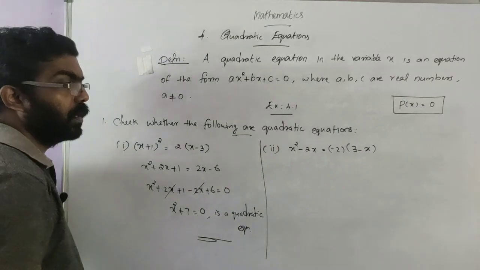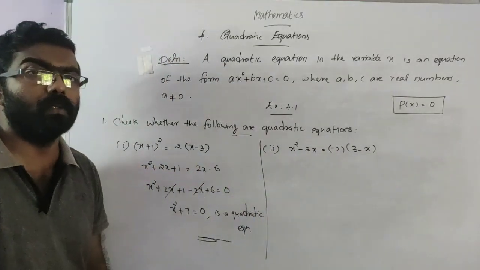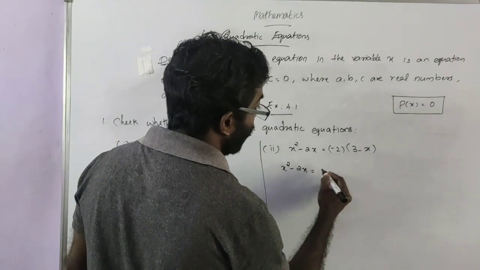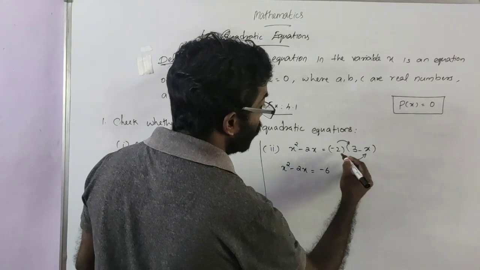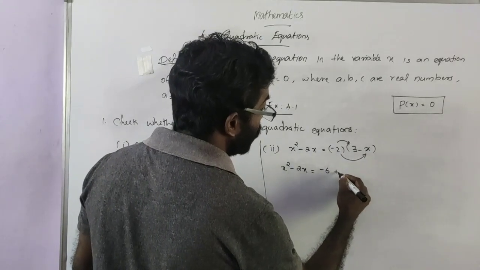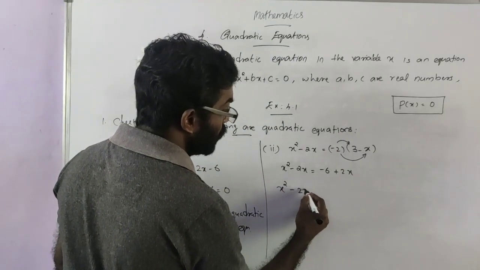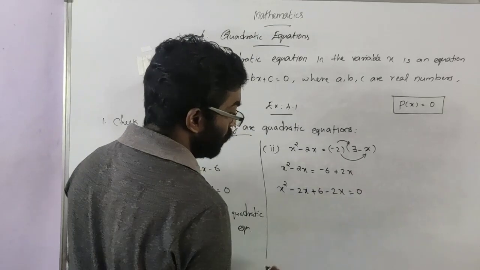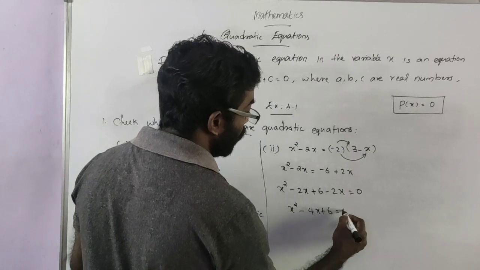Now move on to the next one. x square minus 2x is equal to minus 2 into 3 minus x. So x square minus 2x is equal to minus 2 into 3 minus 6, then minus 2 into minus x plus 2x. Here also we can rearrange: x square minus 2x plus 6 minus 2x is equal to 0. That is x square minus 4x plus 6 is equal to 0.